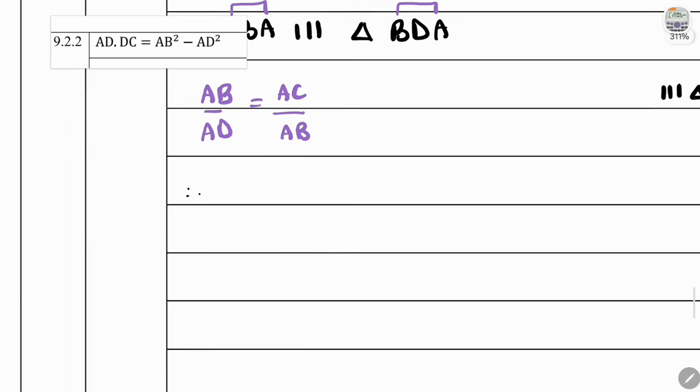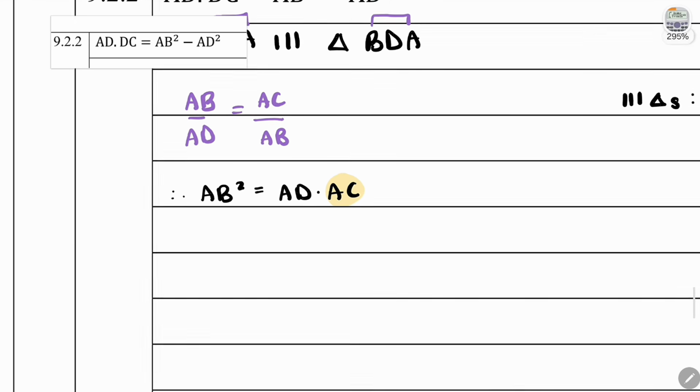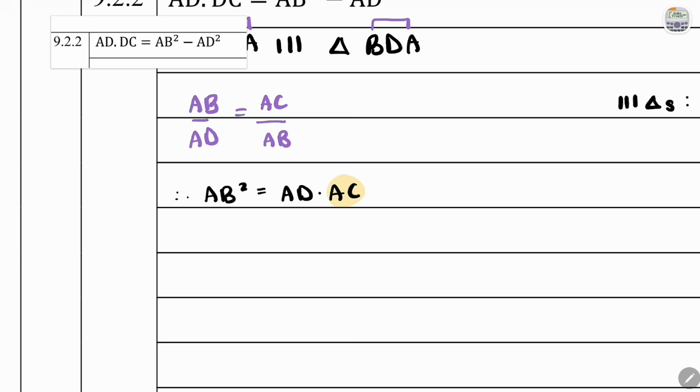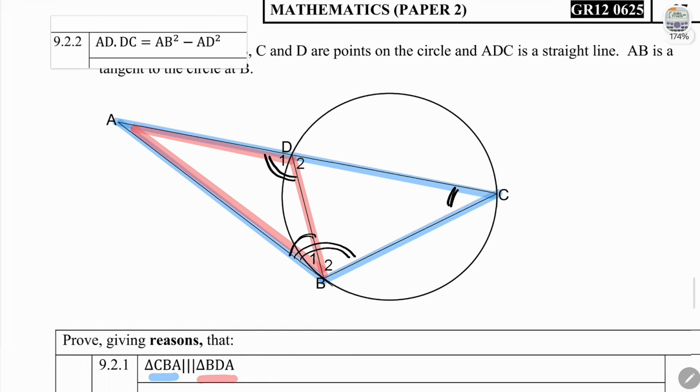Okay, so now let's cross multiply here. That's AB times AB, which gives us AB squared. And then we have AD times AC. Now looking at what we have in our question compared to what we have here, we've got AB squared, we have an AD, just one of it. And then we don't have DC, but we do have AC. So now our focus can be on AC. AC has to be some sort of line that helps to somehow include DC. So let's look in our diagram and see what AC is.